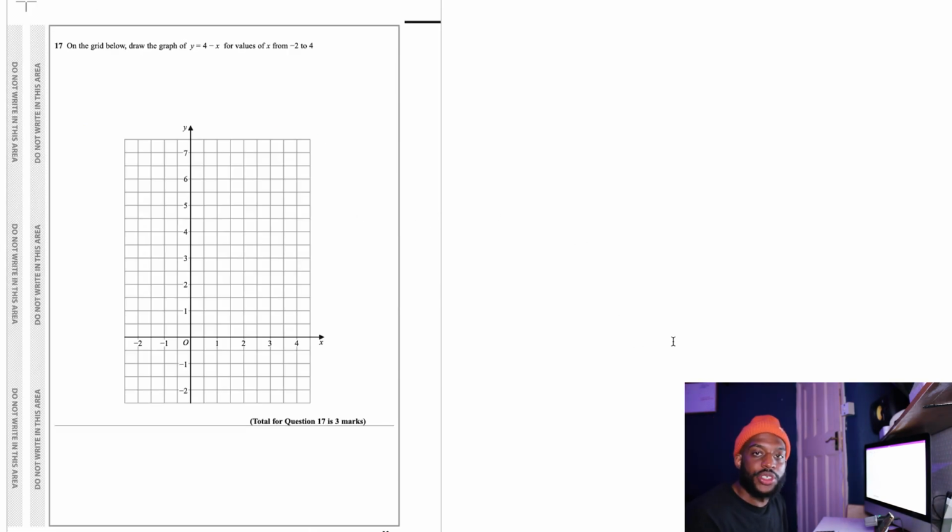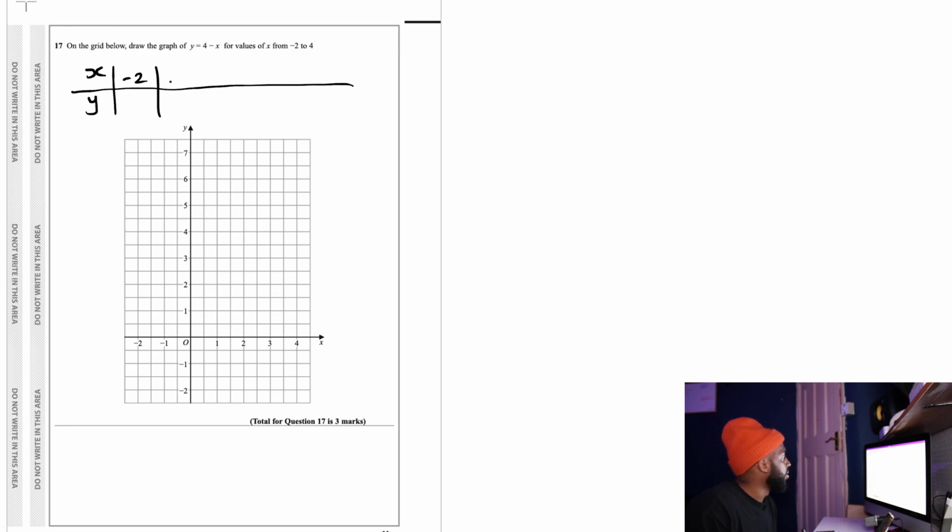Okay, in this question we have a straight line graph. So I think the best way to solve these ones is usually with a table. We're going to put x on the top, y underneath, like so. Okay. And it wants the values of x from -2 to 4. So that's what I'm going to write up here.